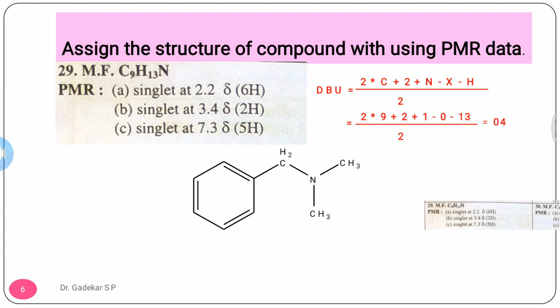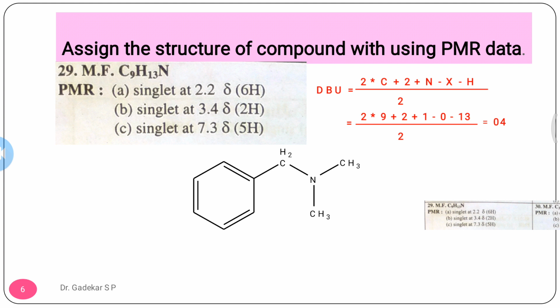Okay, so how many double bond unsaturations? Put the values: 2 into 9 carbon, plus 2, plus number of nitrogen 1, minus halogen 0, minus hydrogen 13, divided by 2, is equal to 4. Okay, so in this formula there are 4 unsaturations, meaning maybe 4 double bonds, maybe 3 double bonds and 1 ring. Okay, so many possibilities.